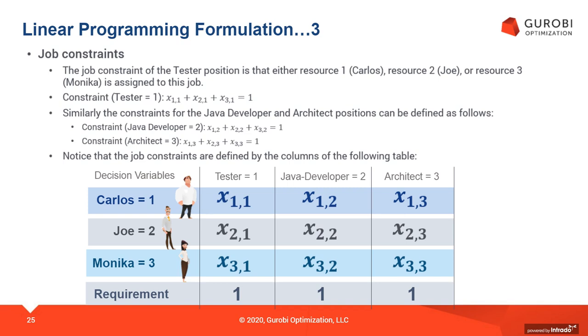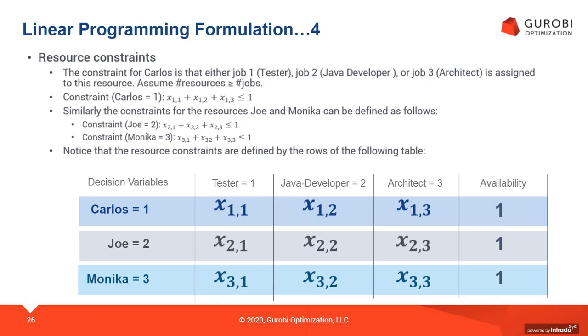So we will define a constraint that we are going to call the tester constraint, or the job constraint for a tester position. And the mathematical formulation for this constraint will be X11, which is if Carlos is assigned to the tester job, X21 if Joe is assigned to the tester job, or X31 if Monica is assigned to the tester job. So we are going to decide which of these variables is going to be one. And here we have an equality constraint because we want to ensure that one resource is assigned to the job, so that job is filled.